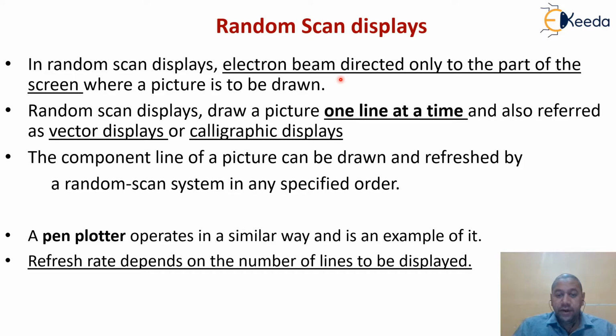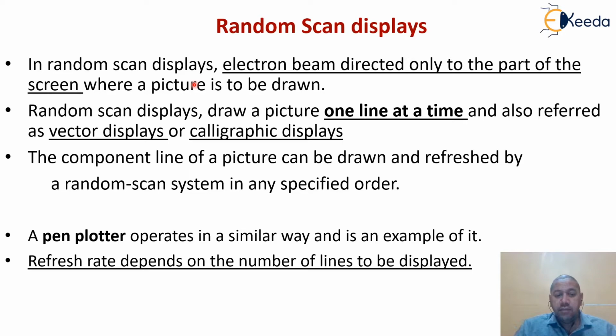Electron beam directed only to the part of the screen where the picture is to be drawn. What happens in raster scan? In raster scan, we are going to scan the complete screen line by line, or one row at a time. That doesn't happen in the random scan display. That's why it is called random. It is not row by row or one scan at a time.